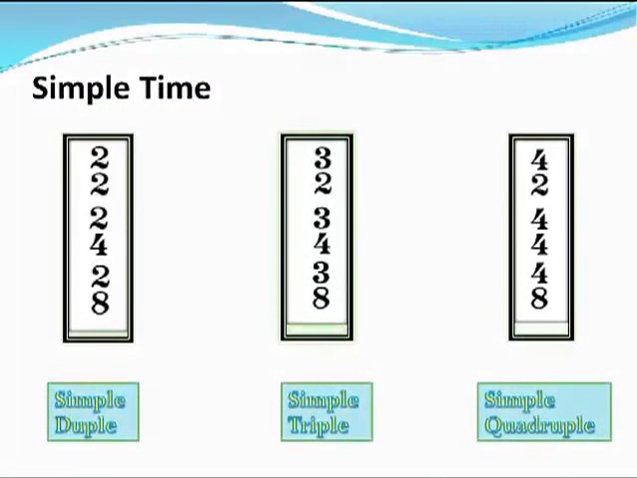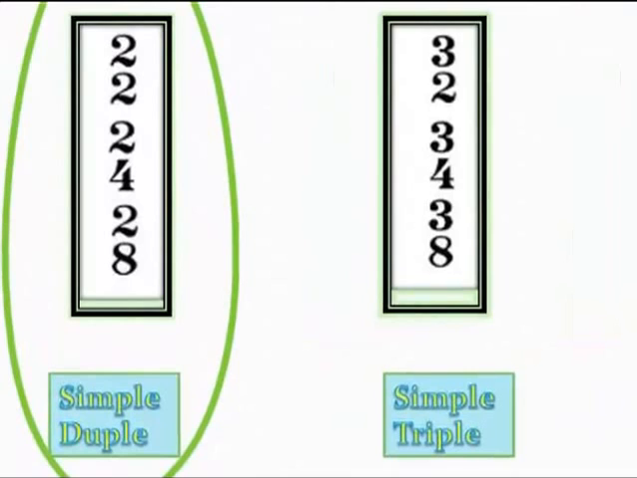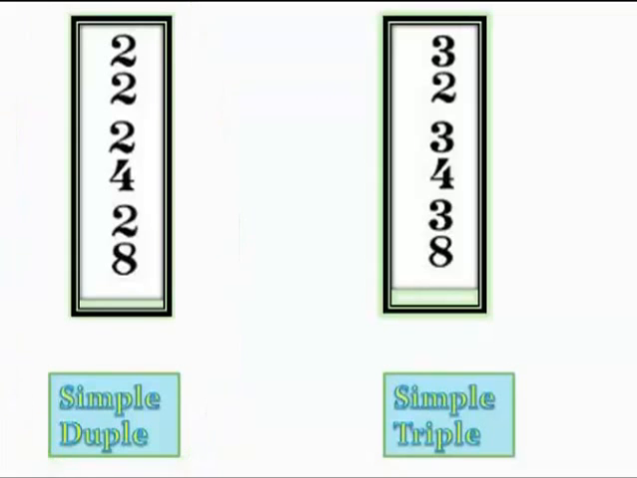Here we have our time signatures for simple time. We can have simple duple, which would be 2/2, 2/4, or 2/8. In 2/2, we have 2 beats in a measure and a half note would get 1 beat. In 2/4, there are 2 beats in a measure and a quarter note would get 1 beat. In 2/8, there's 2 beats in a measure and an eighth note would get 1 beat.